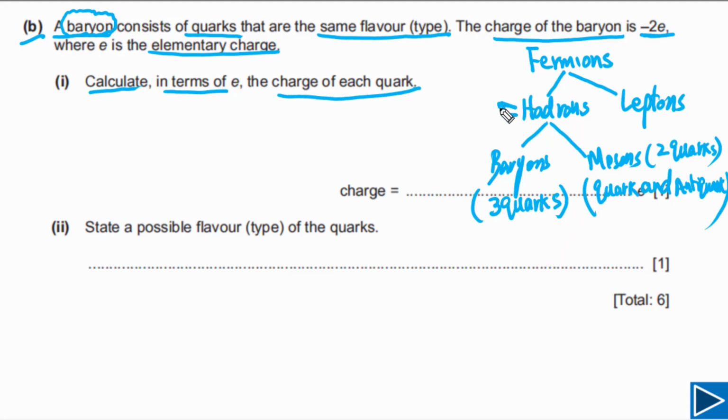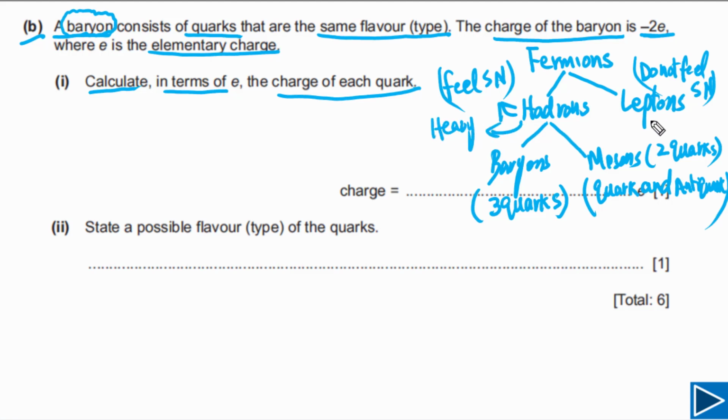Hadrons feel the strong nuclear force. So we can say they feel the strong nuclear force. I'm using SN for strong nuclear force. Leptons do not feel the strong nuclear force. Hadrons are heavier particles, so we can say they are heavy particles.